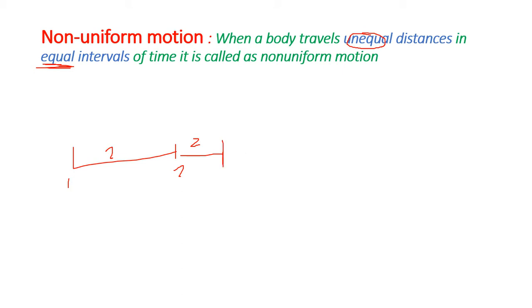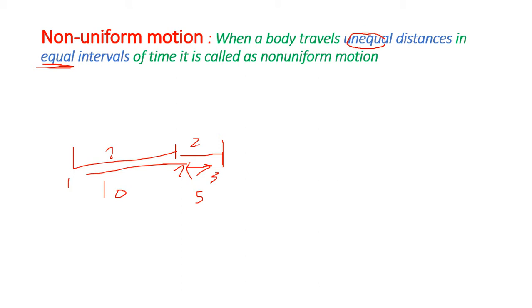So the time is same, 2 seconds, 2 seconds, but the distance from 1 to 2 and 2 to 3, this distance is lesser than this distance. So when unequal distance is covered in 2 seconds, suppose this is 10 meter and this is 5 meter, and time taken both same, 2 seconds, 2 seconds. So there is unequal distance. So this is called non-uniform motion. This may be greater than 10 meter also, may be greater or lesser.